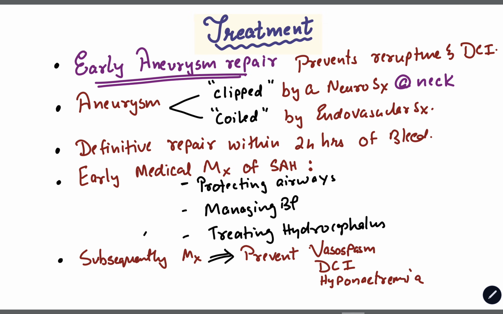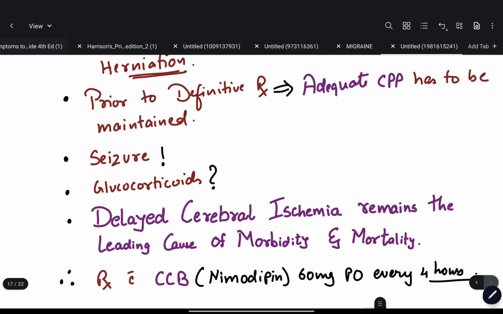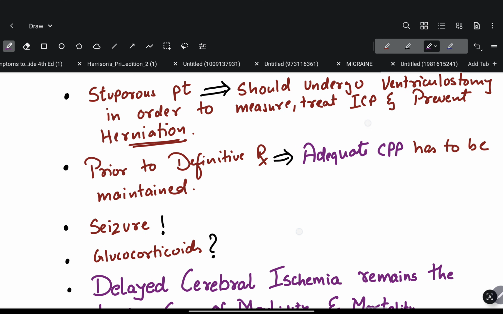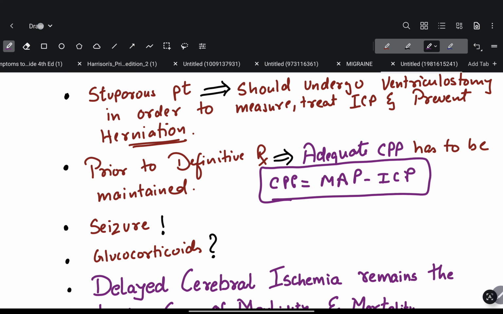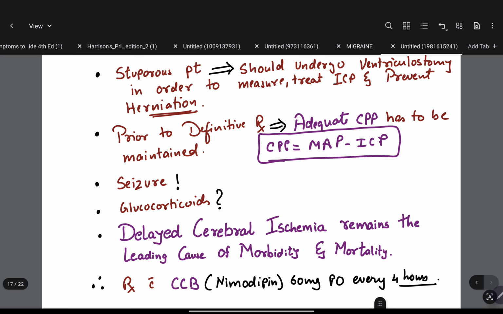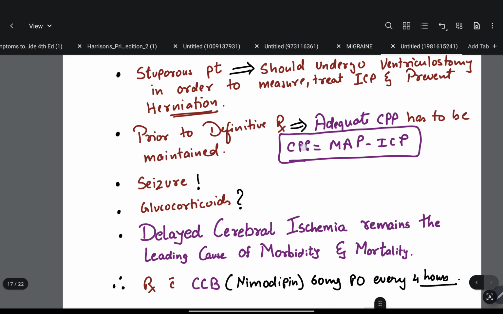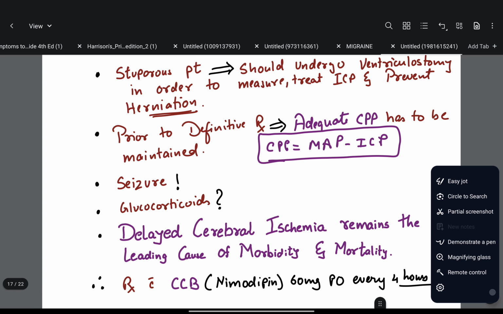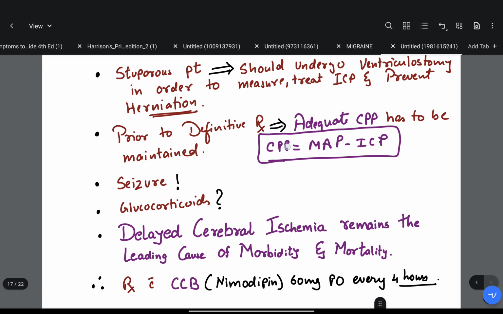So I would like to comment here that cerebral perfusion pressure is equal to mean arterial pressure minus intracranial pressure. So this is the formula. If the patient is hemodynamically unstable, in shock, or the mean arterial pressure is low, ultimately the cerebral perfusion pressure is low. We must maintain the cerebral perfusion pressure at all times.